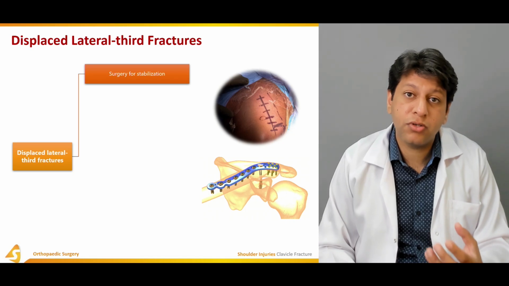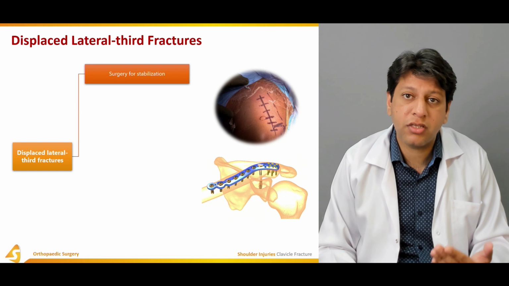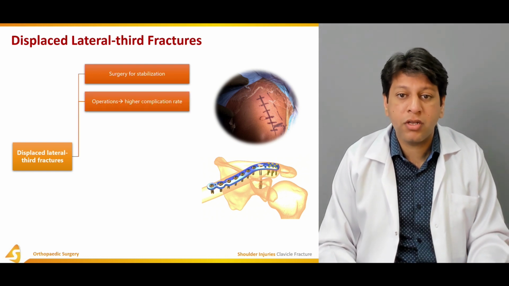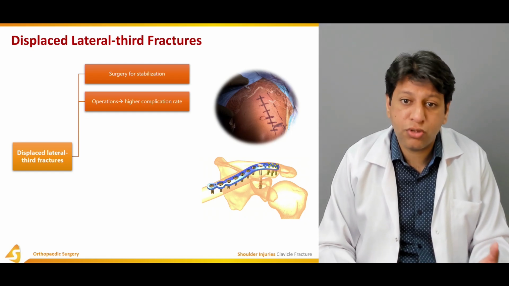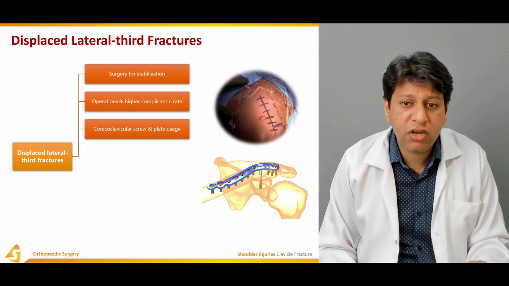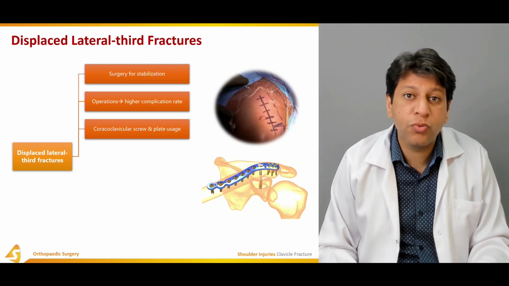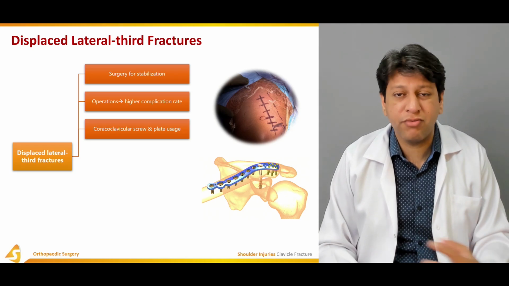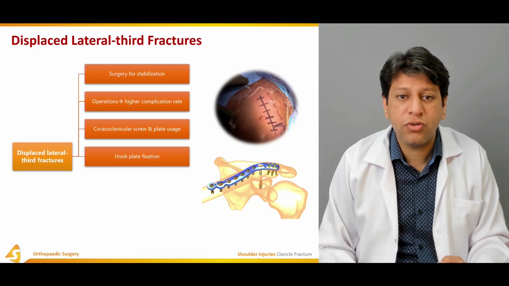Why? Not only because this is going to eventually lead to acromioclavicular joint arthritis, you need to repair the coracoclavicular ligaments as well. Although operations have higher complication rates, that needs to be done. Coracoclavicular screw or plating can be used. There's a screw called the Bosworth screw which has been used as well. There's a modified Weaver-Dunn procedure as well. There's a Femister technique as well. There are multiple options which we can use.